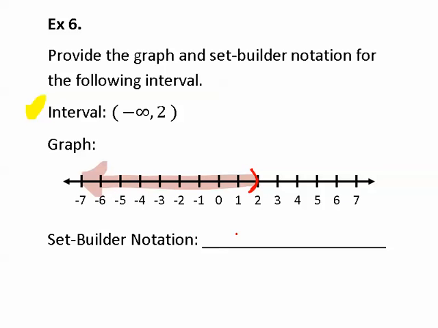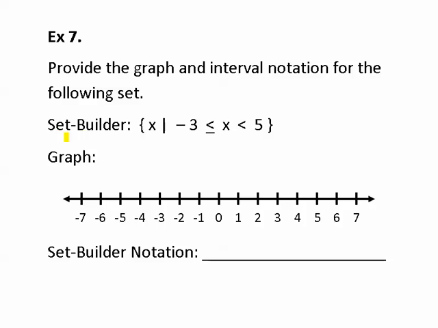As far as set builder notation goes, x can be anything such that the value of x is less than +2. Notice this time we do not include the equal under the less than because it is a parenthesis, which means non-inclusive. All right, one more example, example 7. In example 7, this time they're giving us the set.